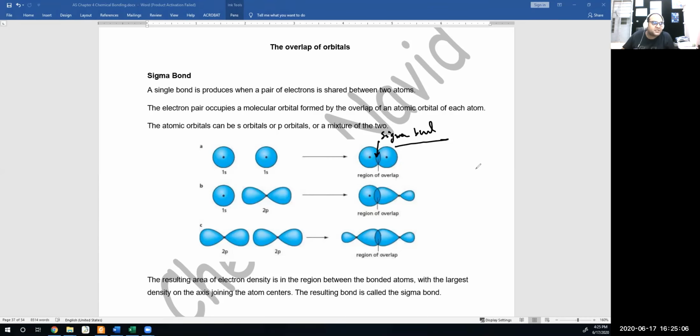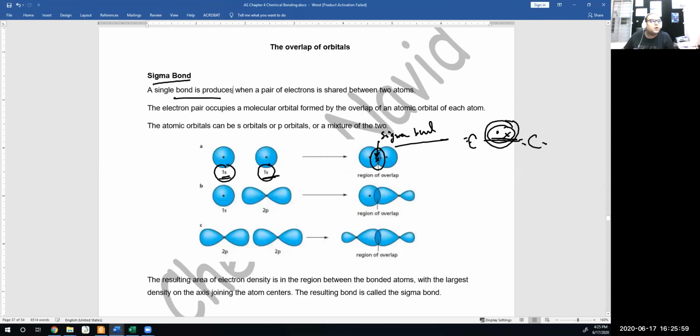In the diagram we see that there is a pair of electrons being shared between the carbon atoms. So where is this electron pair present? At the center, where electron density is the highest. When S orbitals overlap, there is sharing of electrons, and that sharing of electrons is known as a sigma bond. So a single bond is produced when a pair of electrons is shared between two atoms. Whenever there is sharing of electrons, it forms a sigma bond. Are you clear? Any single covalent bond is a sigma bond.